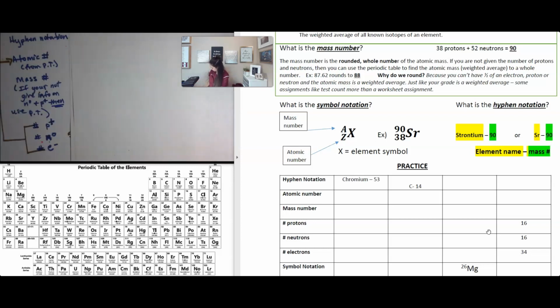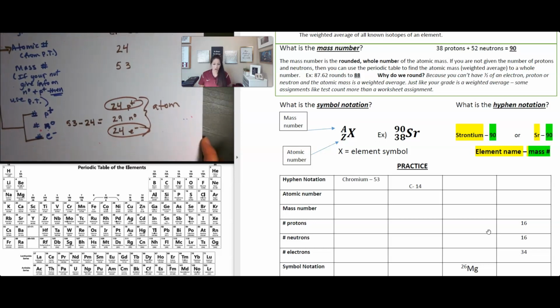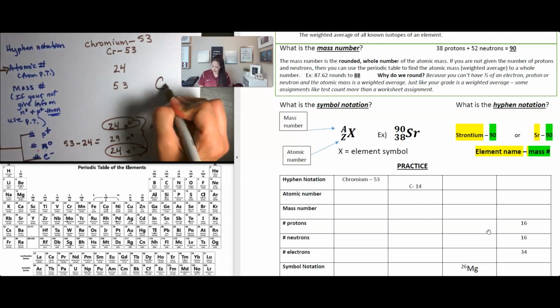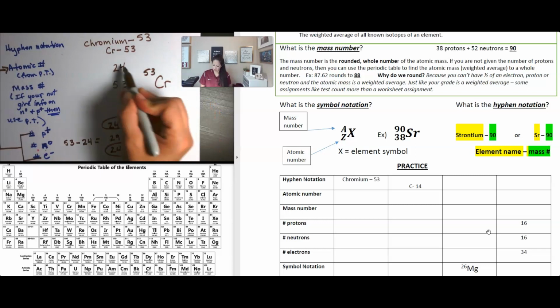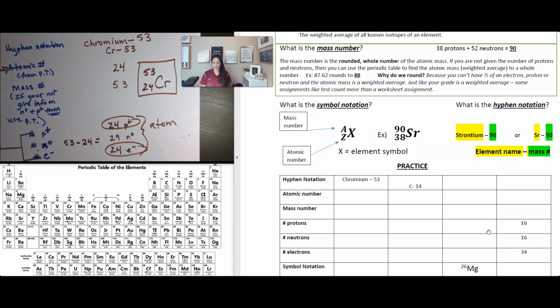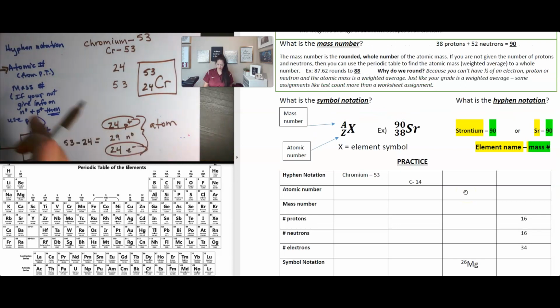And also, for chromium-53, we could just write the symbol as Cr, that's the symbol. Our mass number goes on top, so 53, atomic number on bottom. So this would be our symbol notation. All right, let's try that other example there.